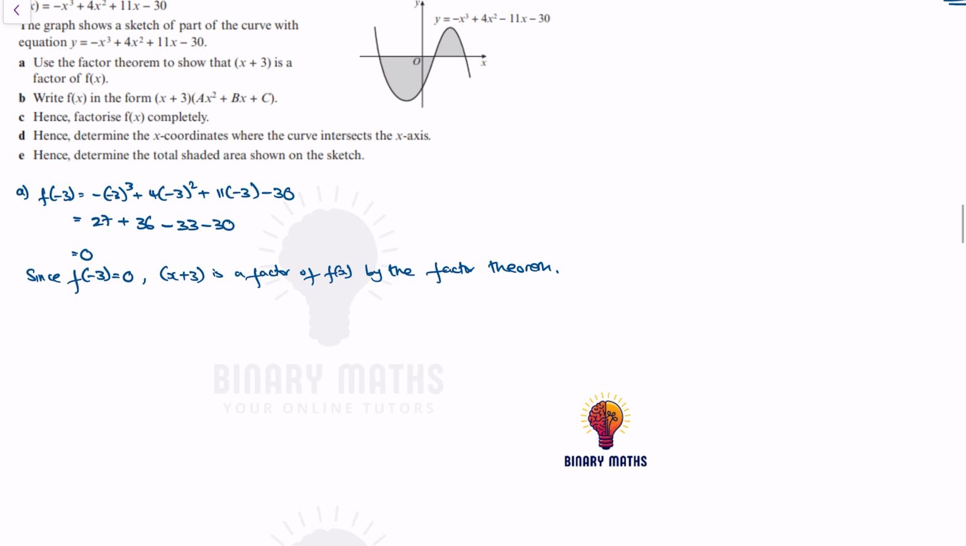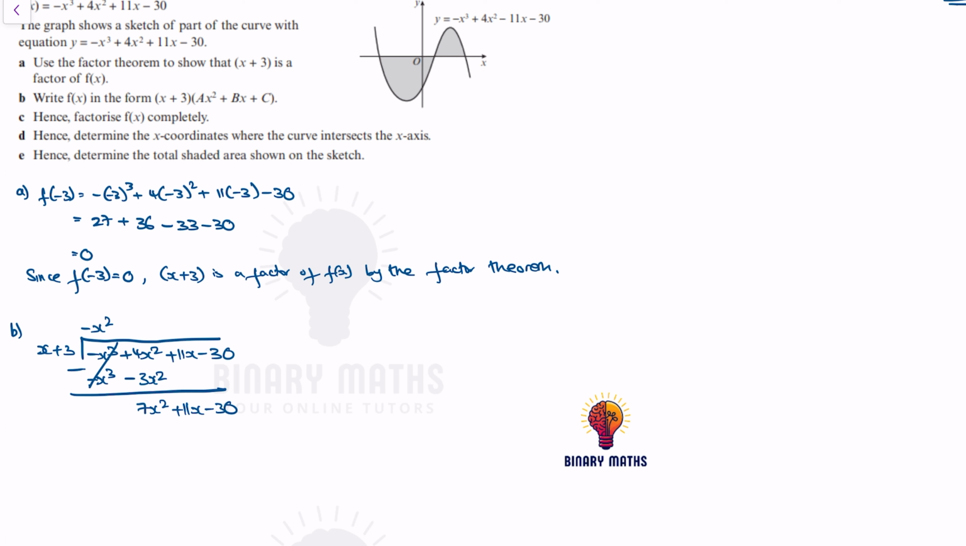Part B, write f of x in the form x plus 3 times ax squared plus bx plus c. So I'm going to do a polynomial division. x plus 3 divided into minus x cubed plus 4x squared plus 11x minus 30. So it's a negative x squared here. So I get negative x squared times x is negative x cubed. 3 times negative x squared gives me negative 3x squared. I'm subtracting, these two cancel out. 4x squared take away negative 3x squared gives me 7x squared plus 11x minus 30.